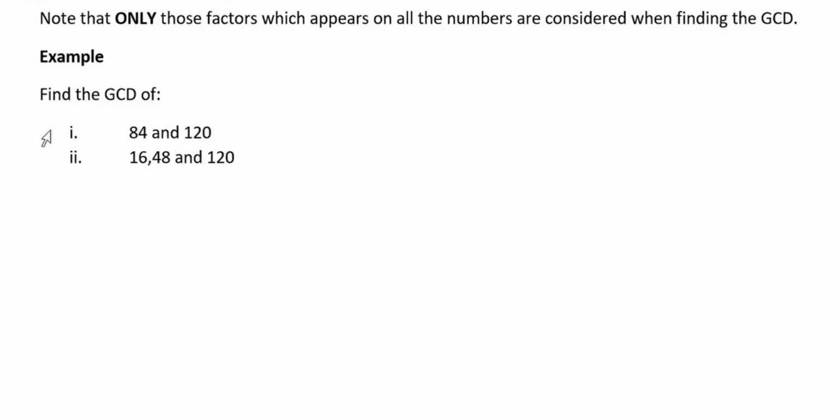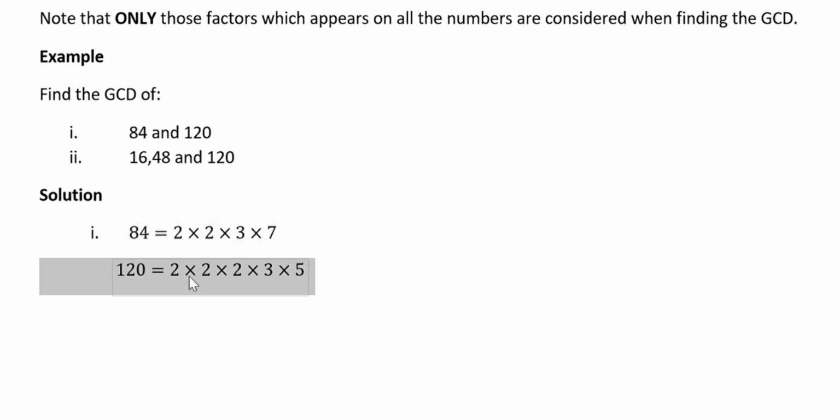And we have two questions here. The first one wants us to get the GCD, that's the greatest common divisor of 84 and 120. Now, we first of all have to get the prime factors of these two numbers. Starting with 84, the prime factors of 84 are 2 times 2 times 3 times 7. And then the next one, 120, has these as the prime factors. That is 2 times 2 times 2 times 3 times 5.